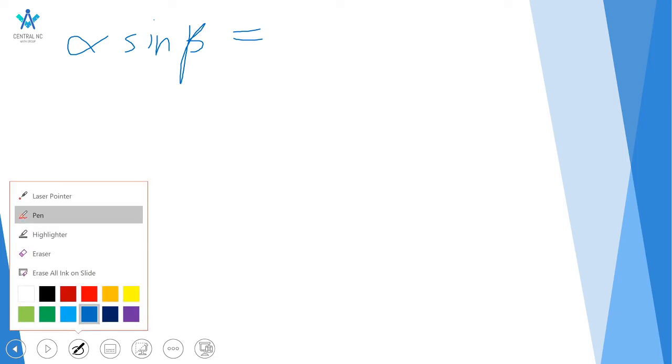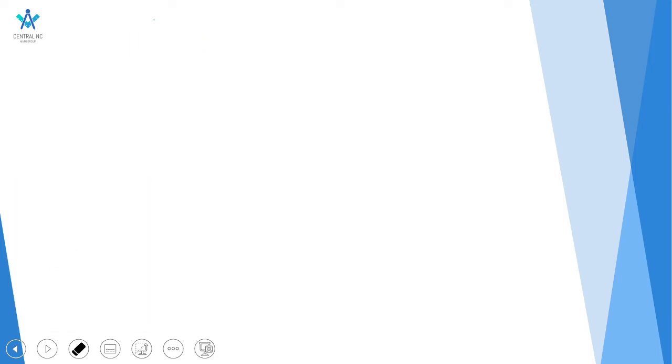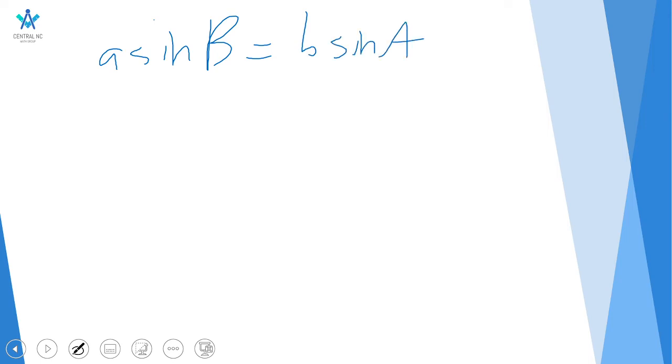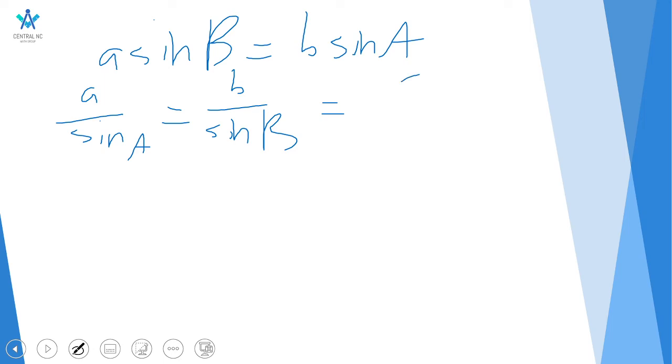So that means that we have a sine B is equal to b sine angle A. Obviously we just divide, simple division. a over sine A is equal to b over sine B. And then symmetrically, we can just find that using the same proof for the angle C.